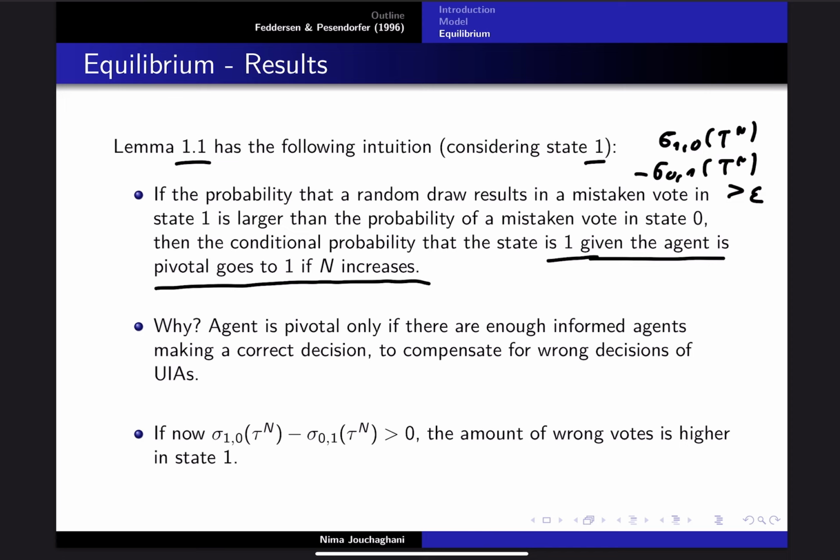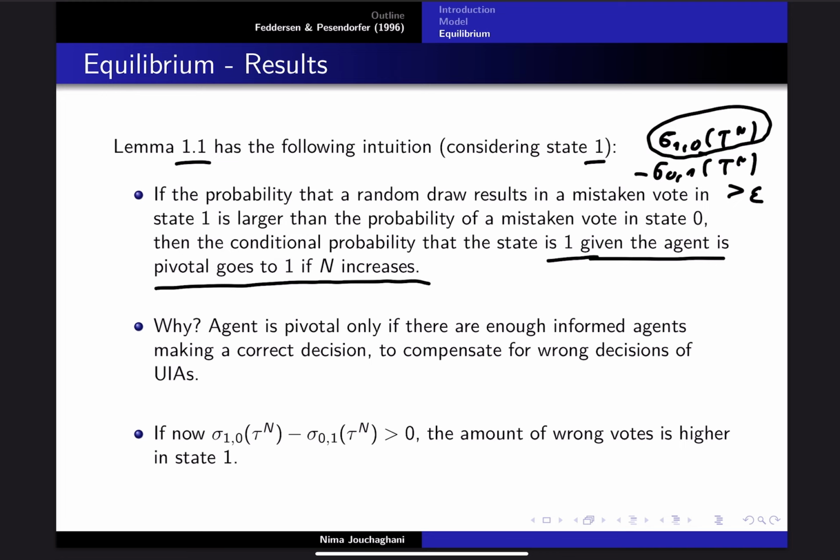Keep in mind that the assumption was that the likelihood for a wrong vote, so a vote for candidate 0 even though the state is 1, is higher in state 1 than in state 0. So this means that if I am pivotal, it can be only because a lot of informed voters have been voting for candidate 1, and they only do this if the state is 1. So I know that if I am pivotal, the likelihood that I'm in state 1 is higher than the likelihood that I am in state 0.